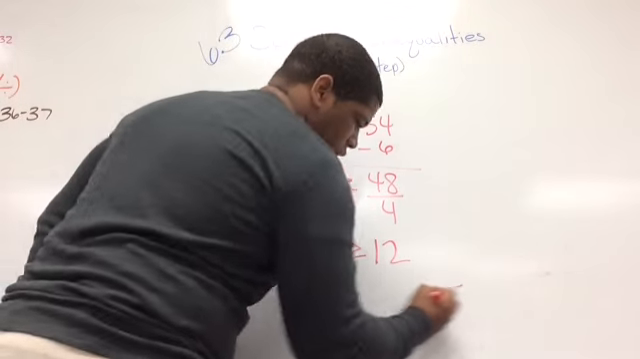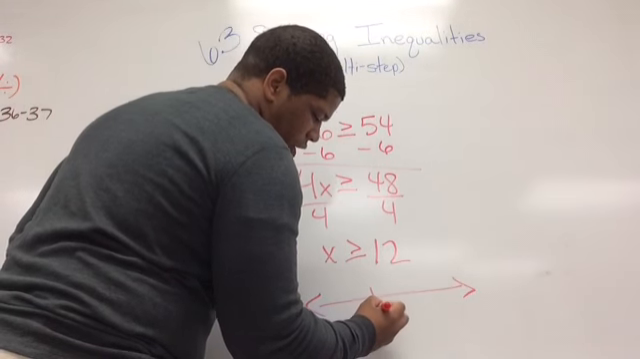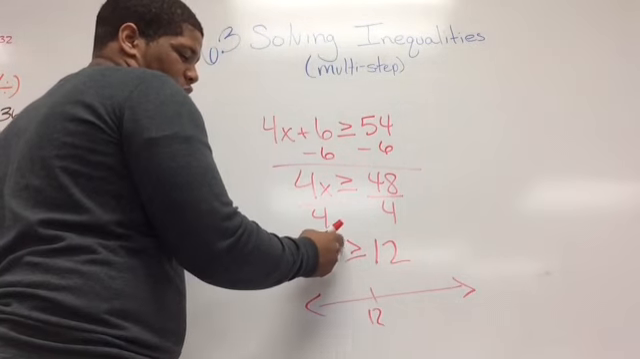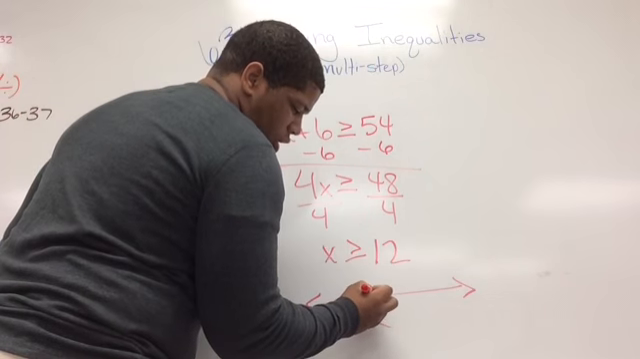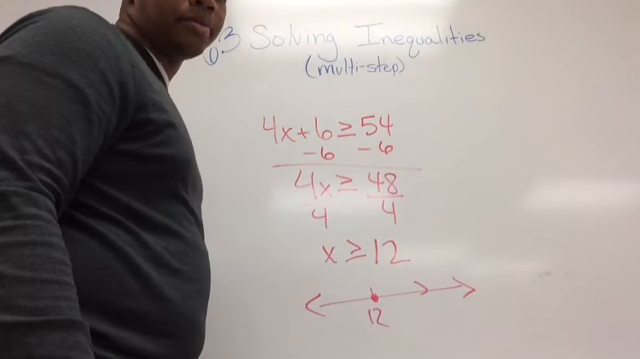And to graph that, once again, I draw my number line, put 12 on there, and x is greater than or equal to, so I have a closed dot on 12, and I'll put my arrow to the right.